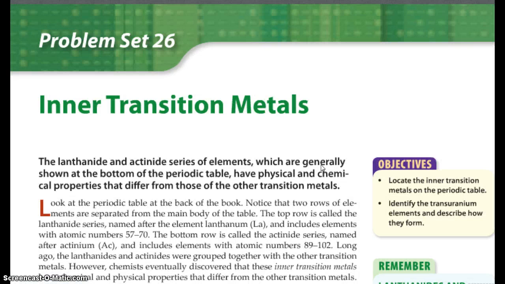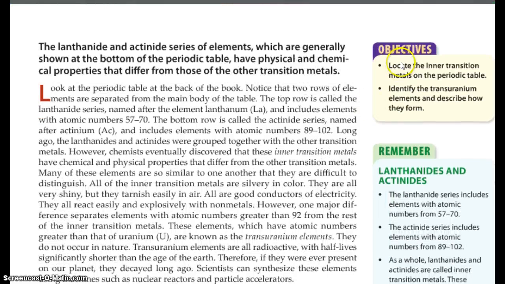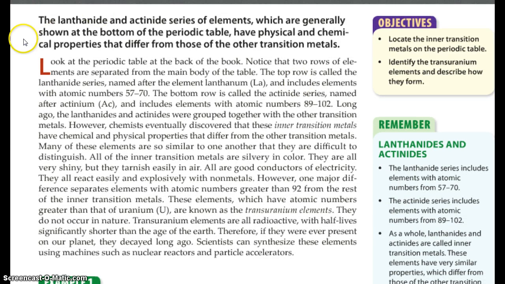All right, so let's go to problem set 26, inner transition metals. Objective: locate the inner transition metals on the periodic table, identify the transuranium elements, and describe how they form. The lanthanide and actinide series of elements, which are generally shown at the bottom of the periodic table, have physical and chemical properties that differ from those of other transition metals.